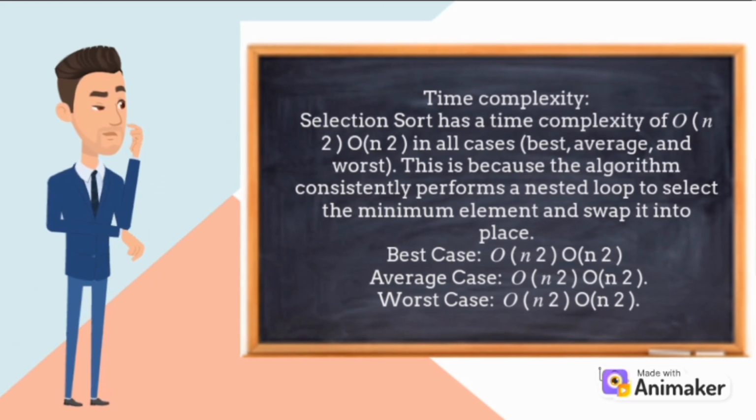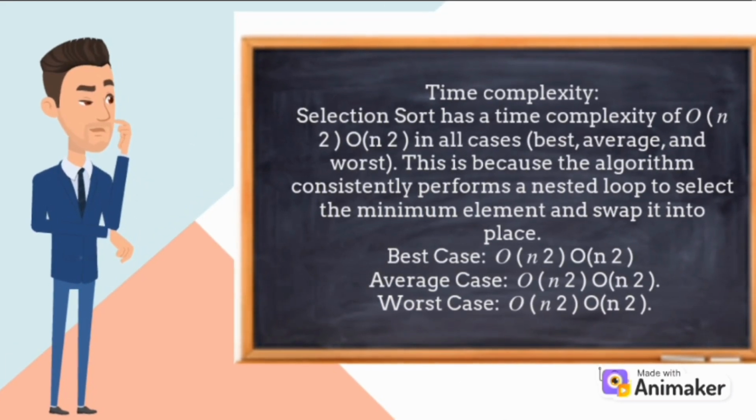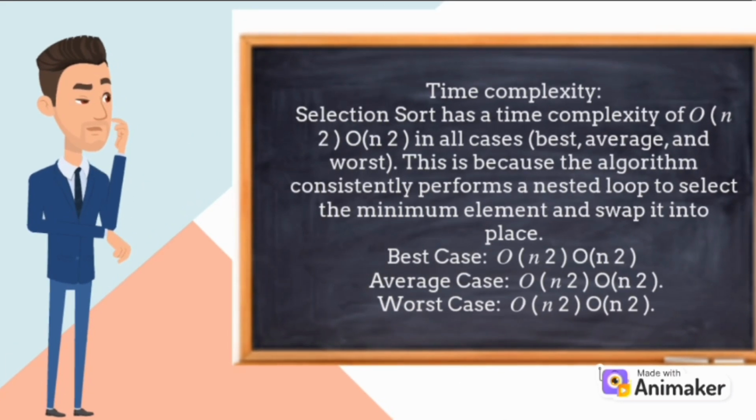Time complexity. Selection sort has a time complexity of O(n^2) in all cases, best, average, and worst. This is because the algorithm consistently performs a nested loop to select the minimum element and swap it into place. Best case, O(n^2). Average case, O(n^2). Worst case, O(n^2).